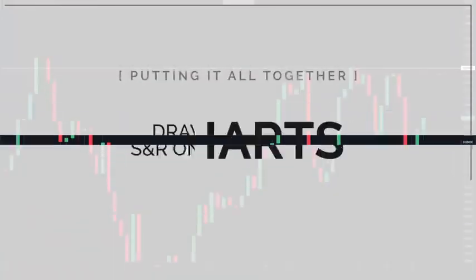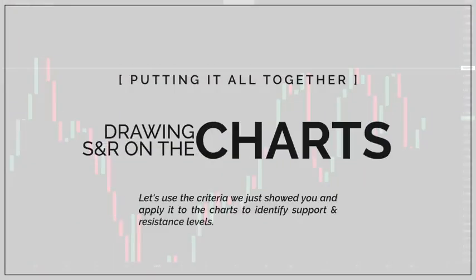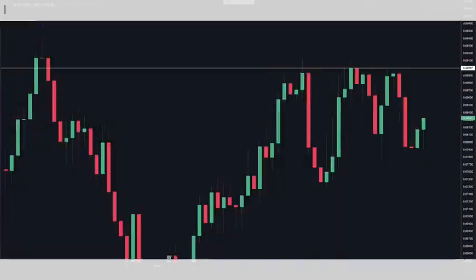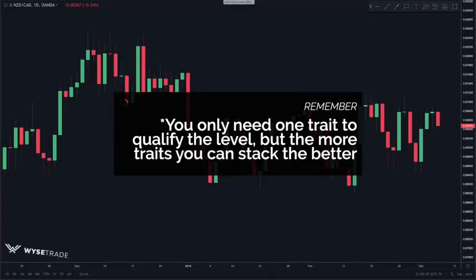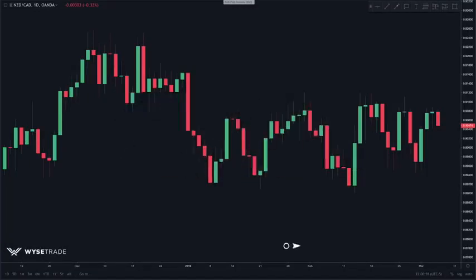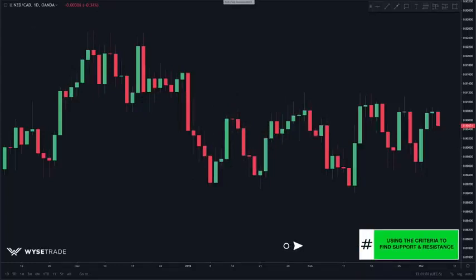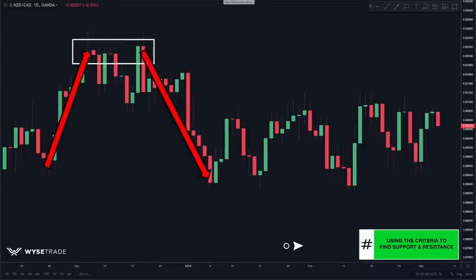So now that you know what criteria to look for, let's put it all together and apply what we just showed you and start plotting all the support and resistance levels right on the charts. Again, as a reminder, you don't need all the criteria we listed to make a level support or resistance. But the more criteria that the level fulfills, the better the level. Now, starting from the very top, we spot this level at the very top where price came up, hit and reversed from, so we draw it in.